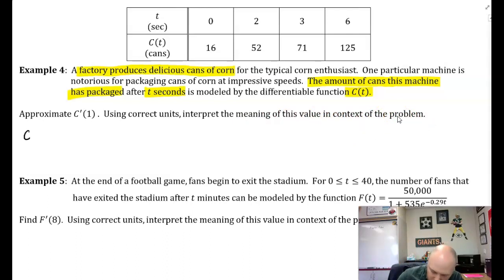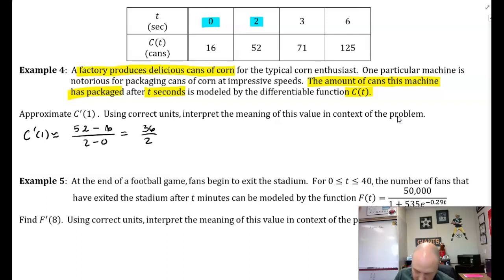Okay, so c prime of 1, I'm going to go ahead and approximate this with the 2 closest points, so 0 and 2. Okay, so this is approximately 52 minus 16 divided by 2 minus 0. So this gives us 36 divided by 2, which is equal to 18. And I want to include units in this. So this is 18. Our y units are cans. Our x units, or t units here, is seconds.